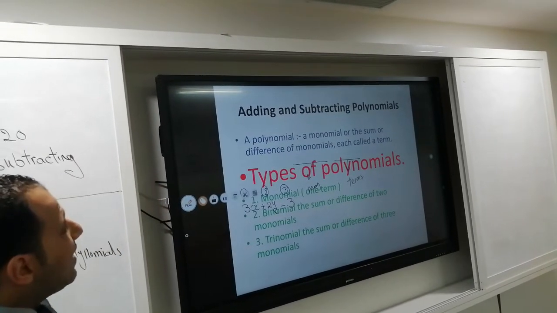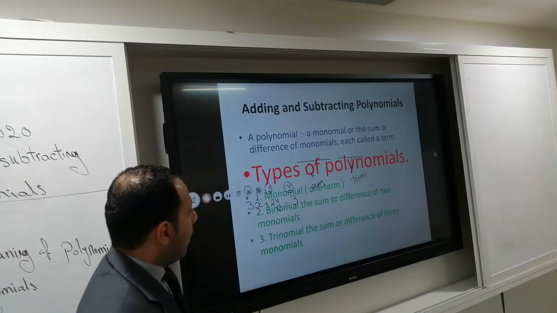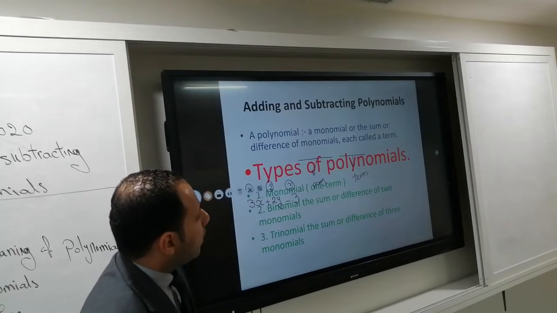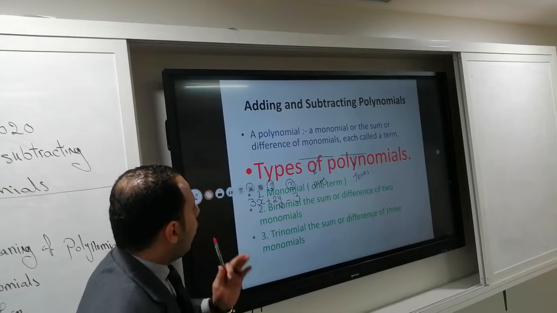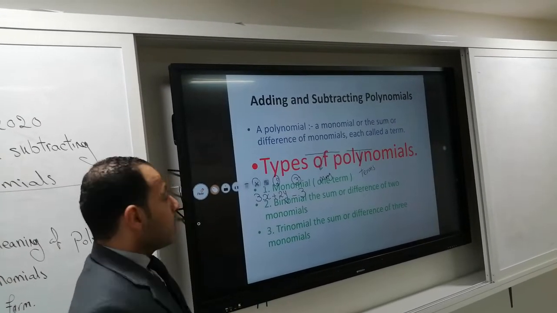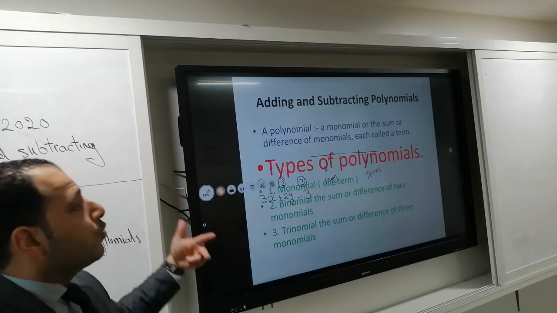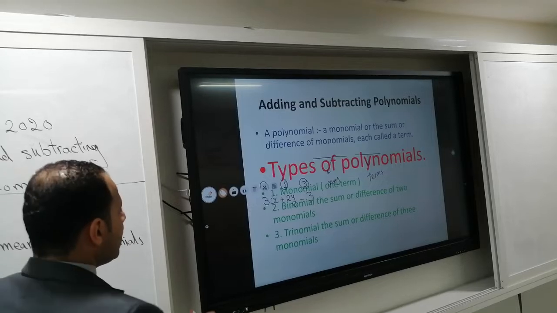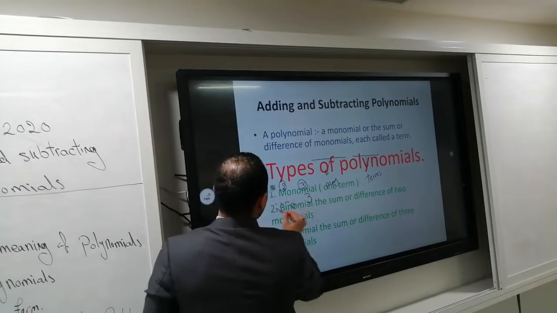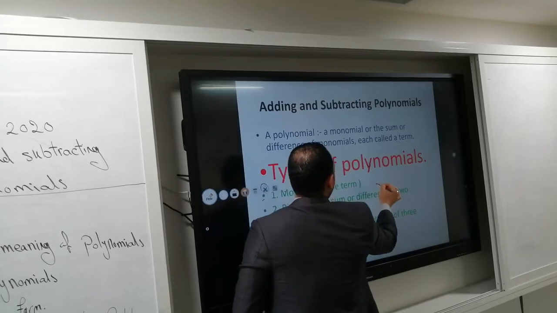As you see, adding and subtracting polynomials. First, about the definition of the polynomial. A polynomial is a monomial or a sum or difference of monomials, each called a term. So we have one term, two terms, three terms, or more. This is the meaning of the polynomial.